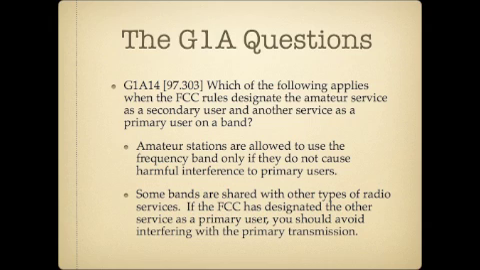Which of the following applies when the FCC rules designate the amateur service as a secondary user and another service as a primary user on a band? Now, the answer is the amateur stations are allowed to use the frequency band only if they do not cause harmful interference to primary users. Some bands are shared with other types of radio services, and if the FCC has designated the other service as a primary user, you should avoid interfering with that primary transmission. Sometimes there are broadcast bands on 40 meters and such that we're not supposed to interfere with. Basically it comes down to being a polite user, but also know that there are bands you're not allowed to interfere with, and you can get in trouble if you do.